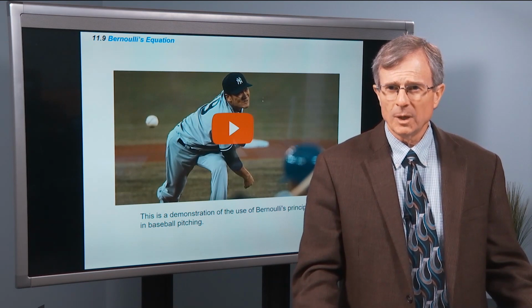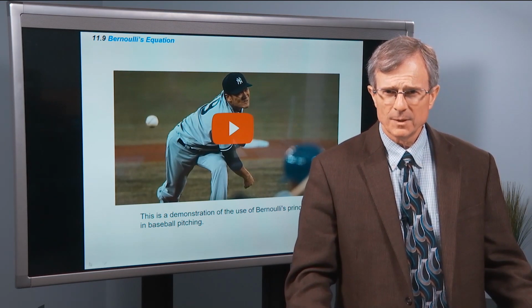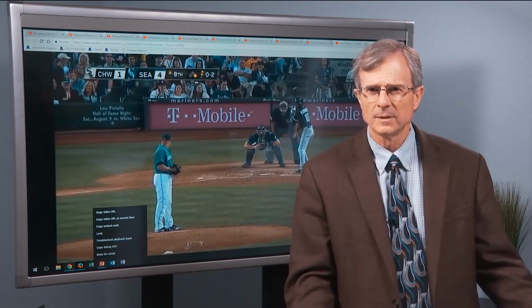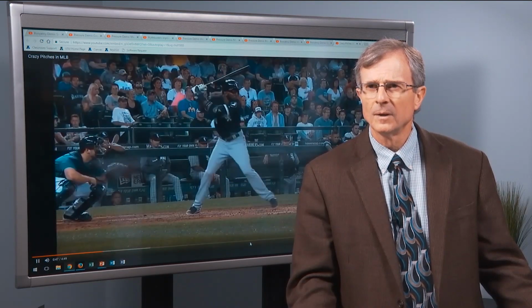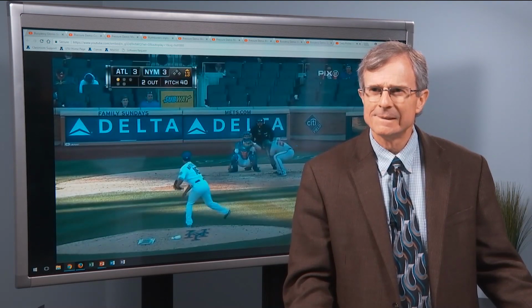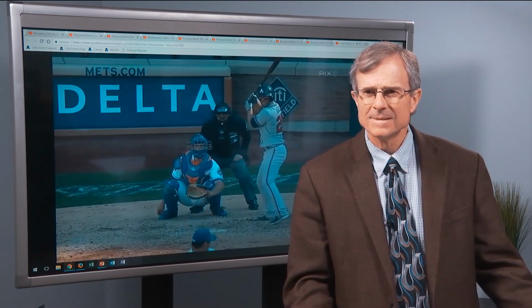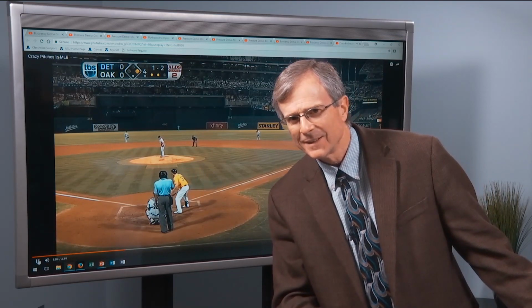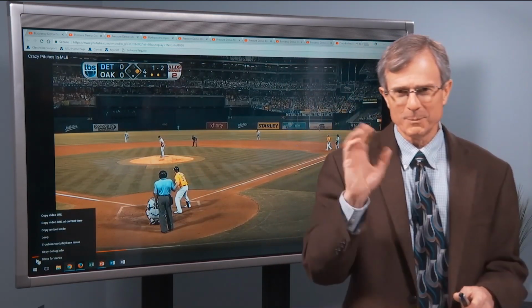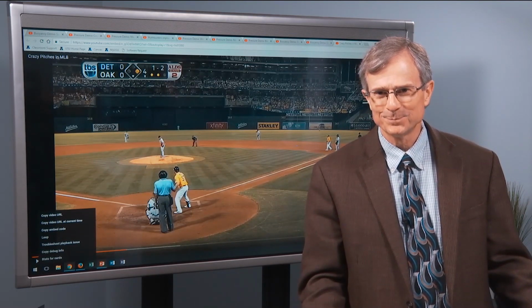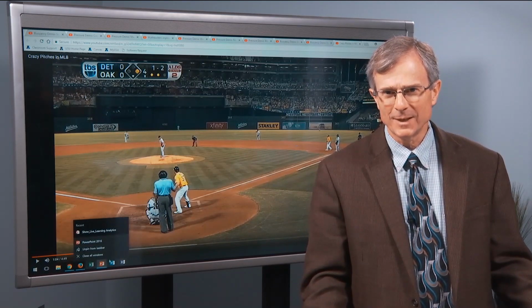So here's a demo of this effect. So on that last one, it's interesting, the batter thought the ball was coming toward him and he ducked, and it went clear to the other side of the home plate. Fascinating.